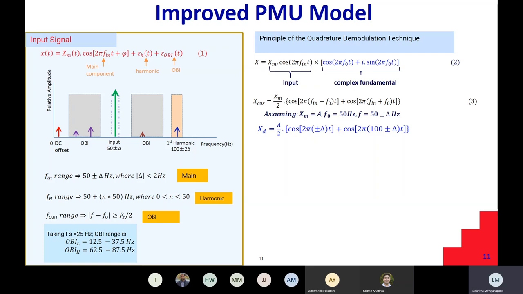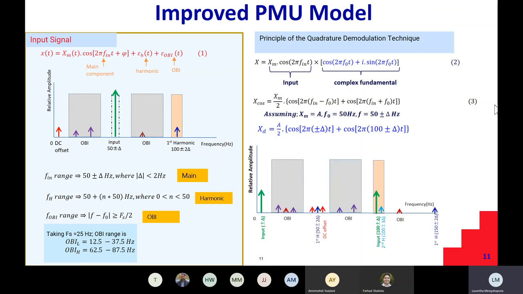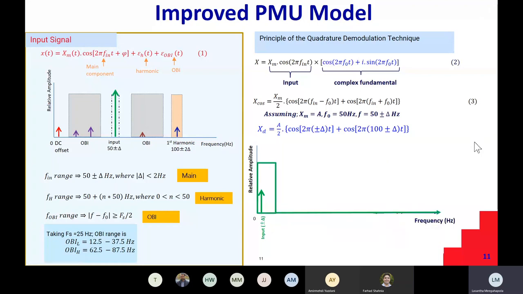So our principle, in fact, is based on the quadrature demodulation technique. What it does is it multiplies the input signal by the complex fundamental component. And the beauty of this process, the QD technique, is that once you process it this way, that means the input component with a complex fundamental, you can obtain a frequency difference component as well as a frequency addition component. And when you represent them in this particular format, you can now clearly see the fundamental component gets properly isolated from the rest of the components, so that you can easily extract it. So that is the basic of the QD technique, the fundamentals of the QD technique.